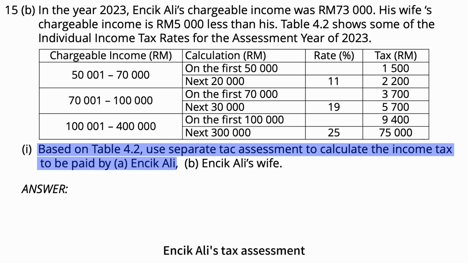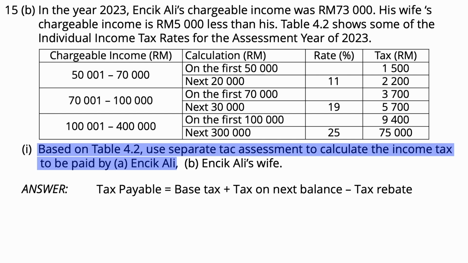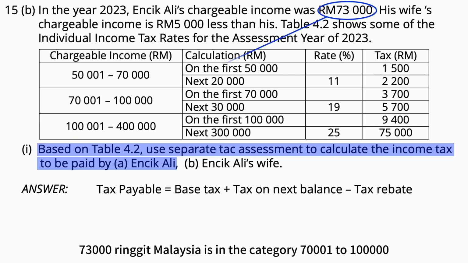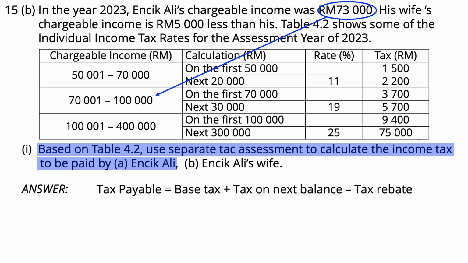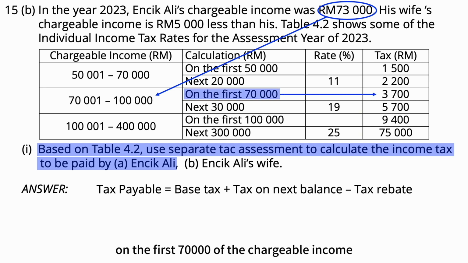Inequality's tax assessment can be calculated by the formula: tax payable equals base tax plus tax on next balance minus tax rebate. Inequality's chargeable income was RM 73,000. Refer to the income tax rate. The chargeable income, 73,000 ringgit Malaysia, is in the category 70,001 to 100,000. Base tax is the tax on the first 70,000 of the chargeable income. 3,700 to be charged for the first 70,000.